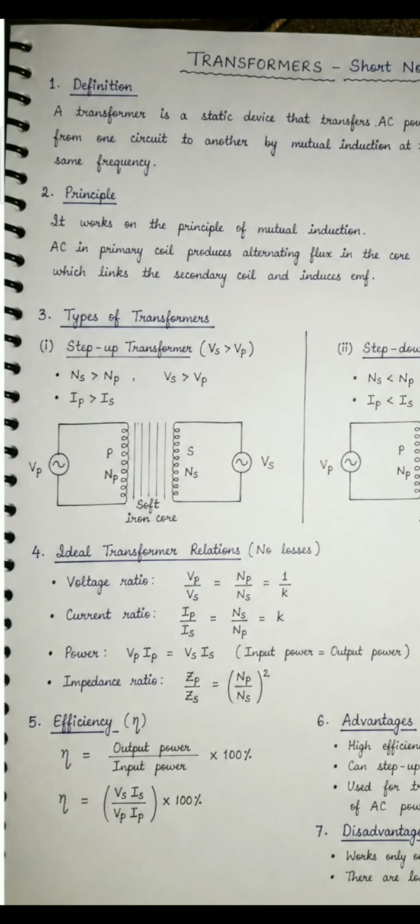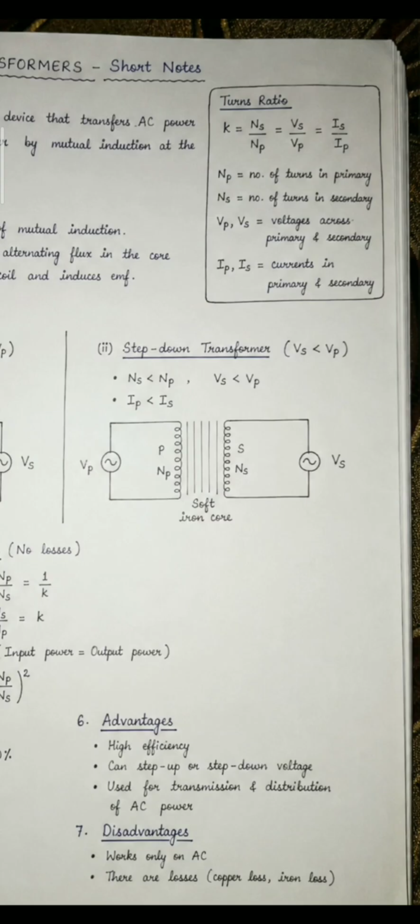And efficiency η = output power/input power × 100%, that means secondary coil voltage into secondary coil current divided by primary coil voltage into primary coil current, into 100. And advantages: it has high efficiency and can step up or step down voltage, used for transmission and distribution of AC power. And disadvantages: it works only on AC and there are losses.